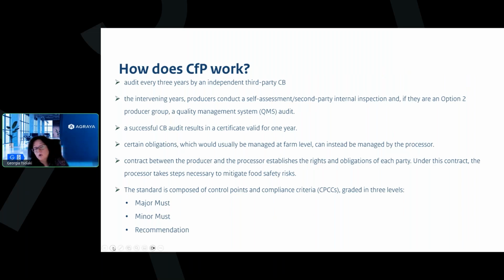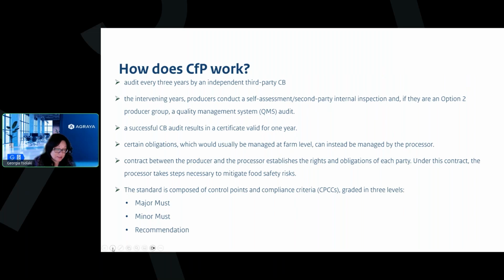Here we have an audit every 3 years by the certification body. Maybe you wonder what happens in year 2 and year 3. In year 1 we have the CB audit, and we get the certificate, which again has 12 months validity. But what happens in the next years? In the interim years, year 2 and year 3, producers conduct a self-check, and they share the information of this self-check with the certification body. So there are certain obligations that producers still need to comply with.